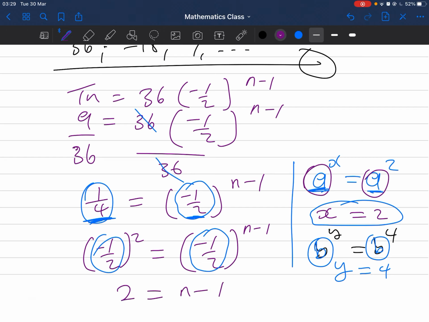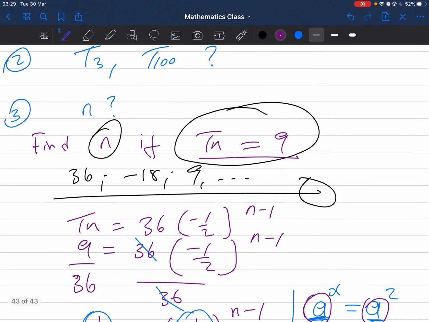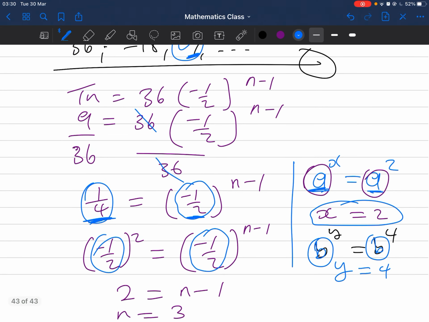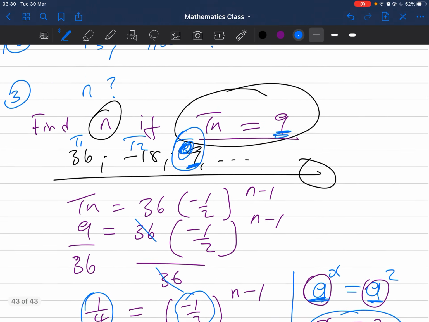So you're going to have 2 is equal to n minus 1. Therefore, take the 1 to the other side, n is equal to 3. That's your n. Your n is equal to 3. This is awesome, right? And we can tell already from here, because this is your T1, this is your T2, this is your T3. Your n is the position where your 9 is, which is the third position, which is 3. That's why our n is 3.